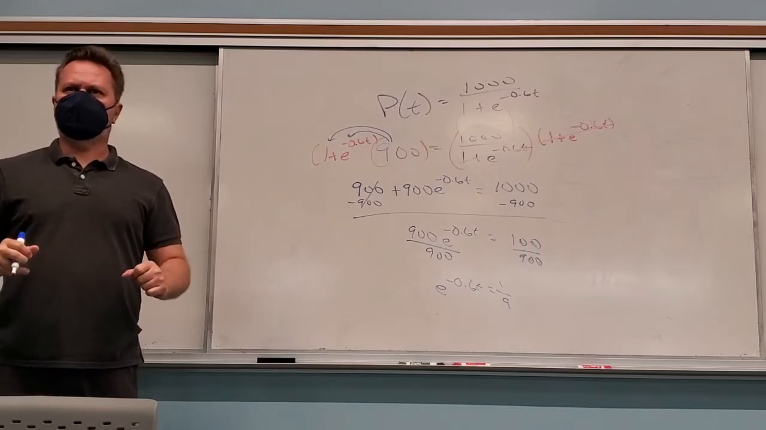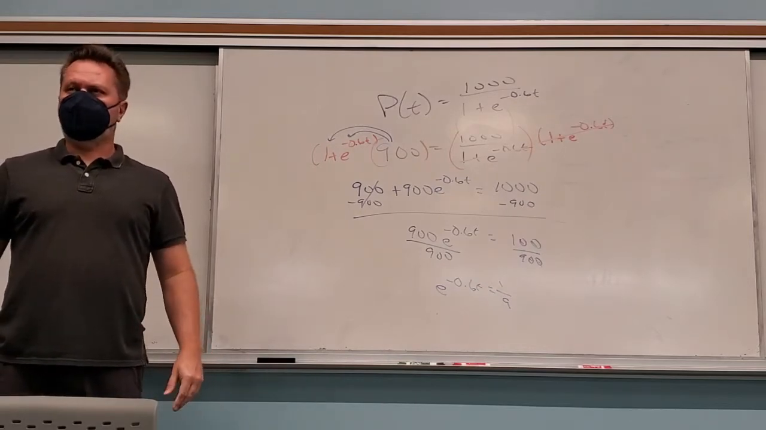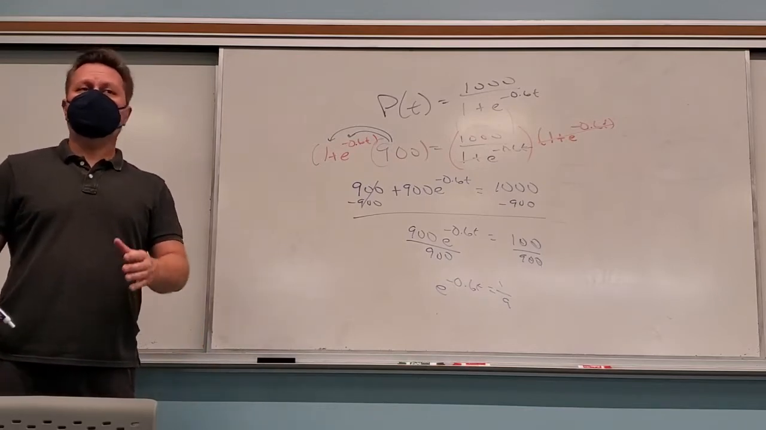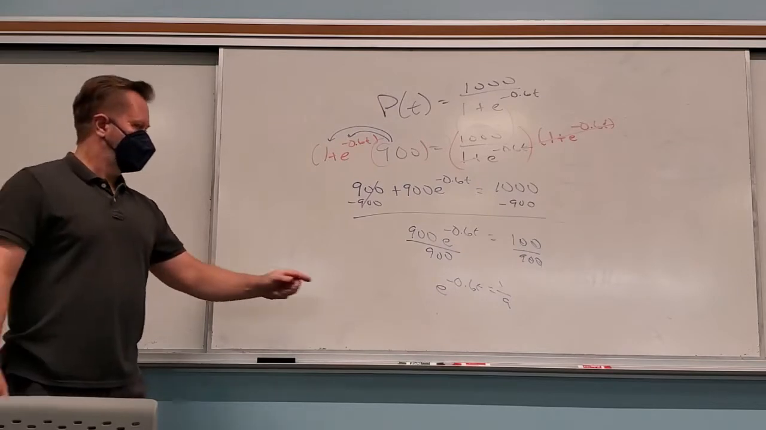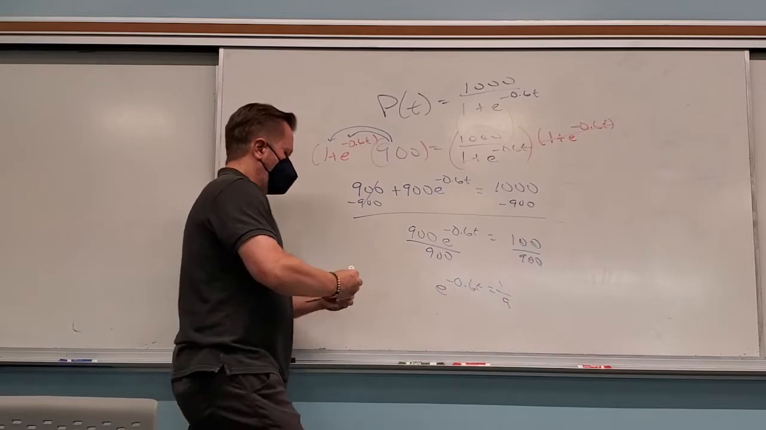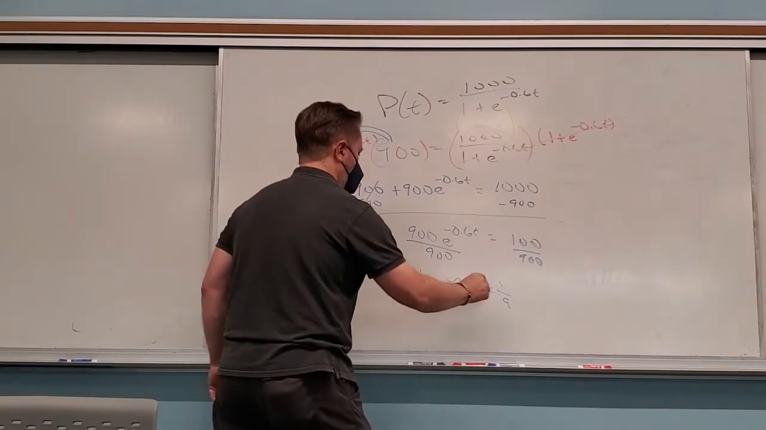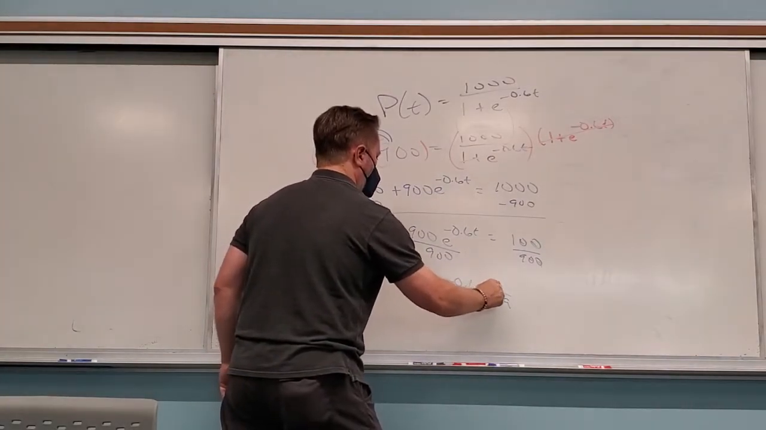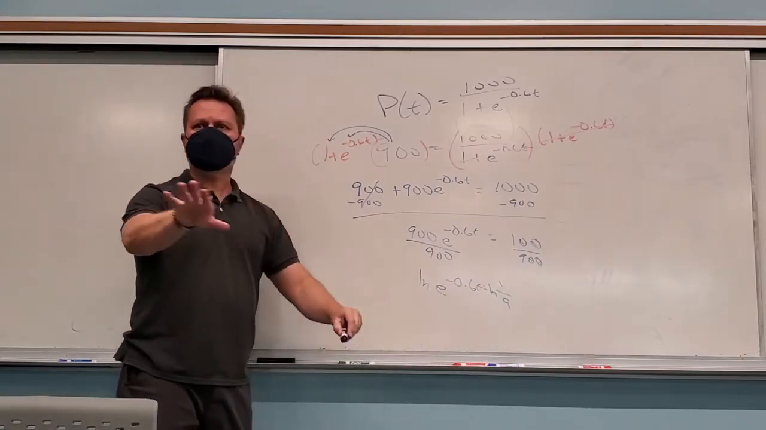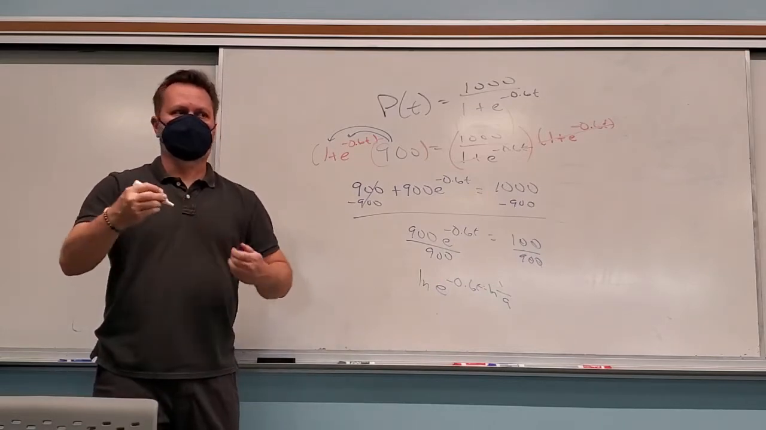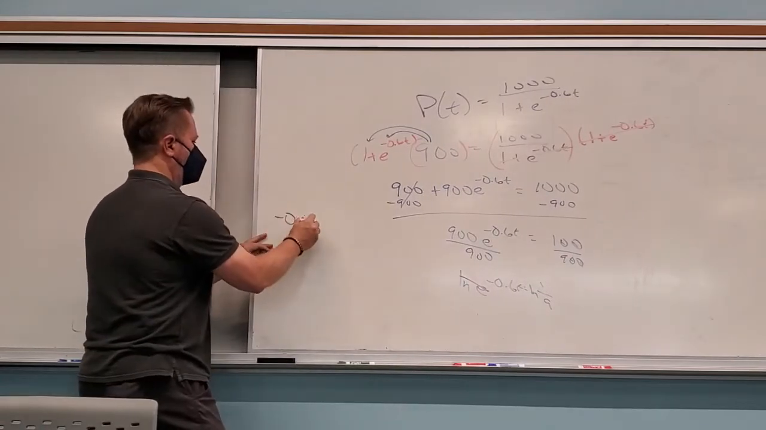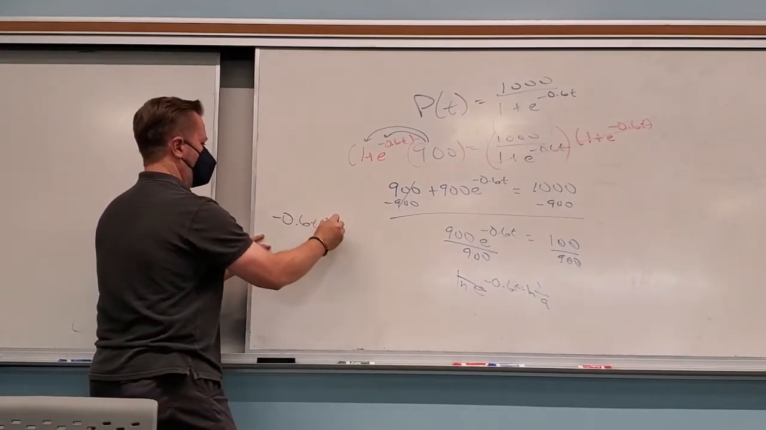And then what would you do? You kind of gave it away a minute ago. Yeah, take a natural log. What really kicks ass here about the natural log is that if I do the natural log of both sides, ln and e to a power cancel, right? They're inverses of each other. So I get negative 0.6t equals the natural log of 1/9.